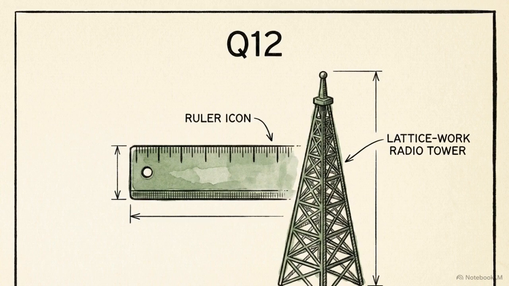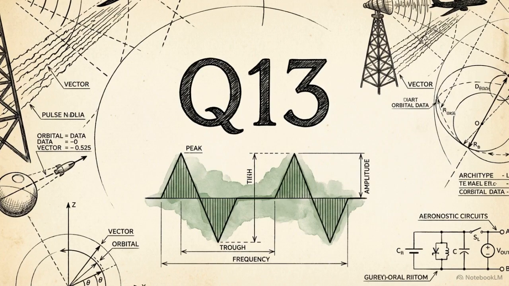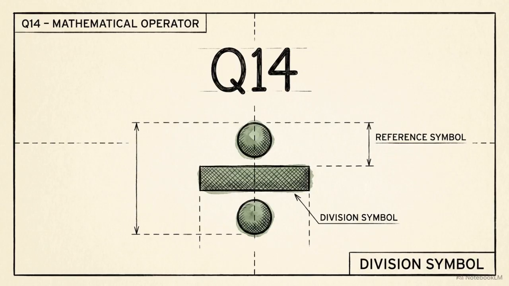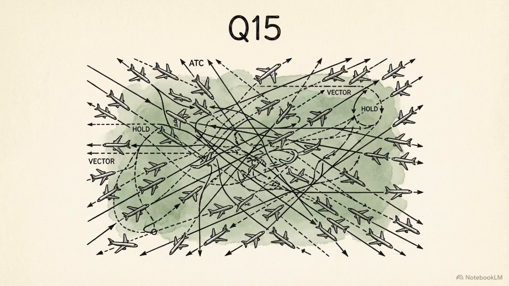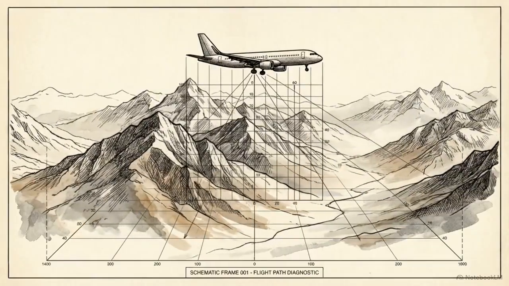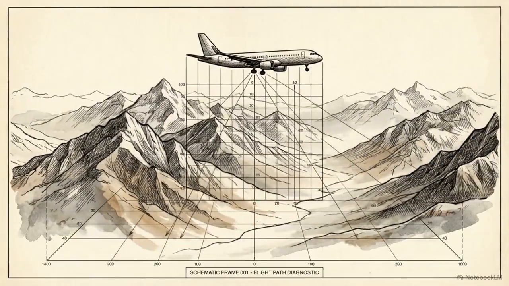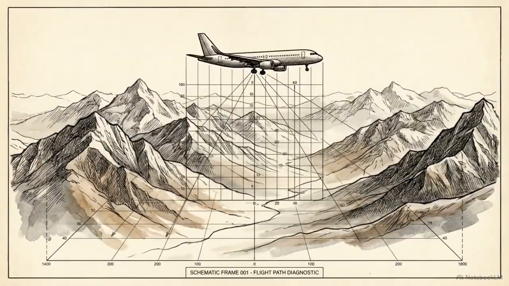Question 12. DME frequency range? UHF 962 to 1213 MHz. Question 13. DME emission? P0N. Question 14. DME overhead reading formula? Altitude in feet divided by 6,076. Question 15. DME saturation limit? 100 aircraft. Ranging accuracy is an applied trigonometry problem, dependent on altitude and slant distance geometry rather than signal strength alone.